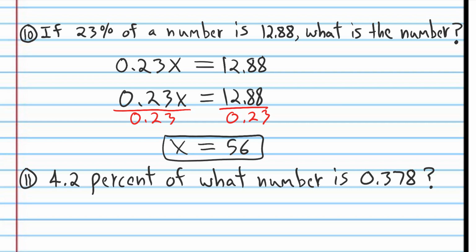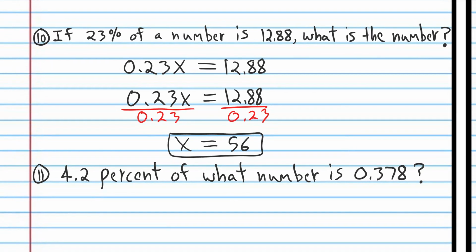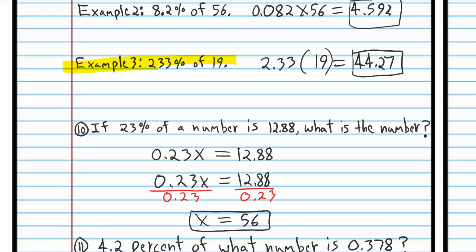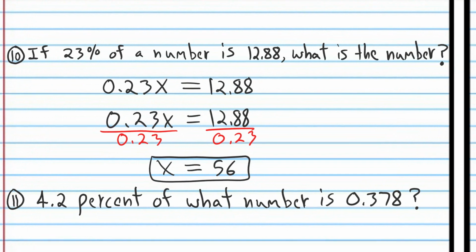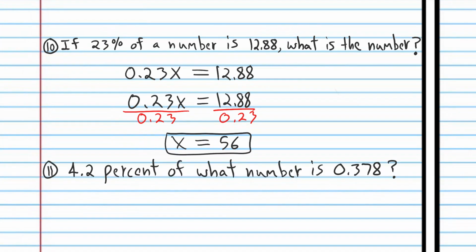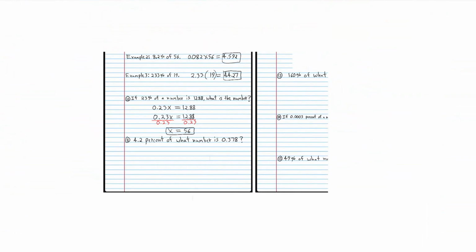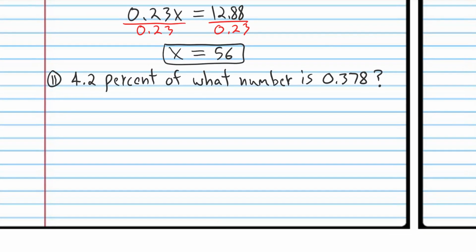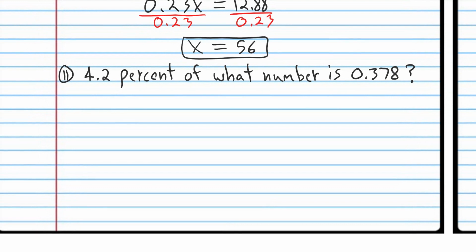So these are one-step algebraic equations because the number that we're looking for is a different number from the basic percent problem. So we're not trying to find a percent of a number. We're given a percent, and the result, we're given the percent of the number, and we're told what that percent is, and we're asked to find the original number. So number 11 is the same type of problem. So let's do one more of these together before you try one on your own. So 4.2% of what number is 0.378?